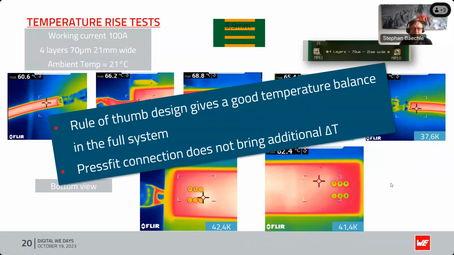So what do we have to remember? The rule of thumb design gives a good temperature balance of the full system, but sure, we recommend to do a small temperature rise test when you do your prototypes. But the press fit connection does not bring an additional warming because of the low contact resistance.